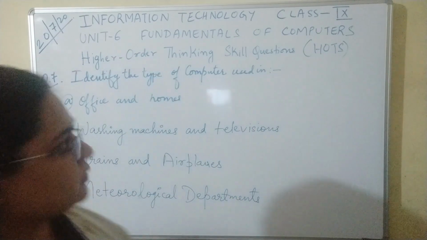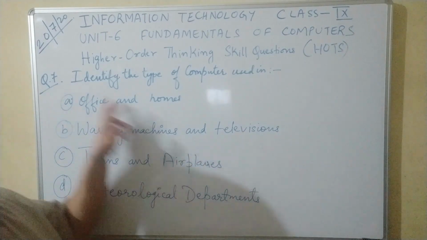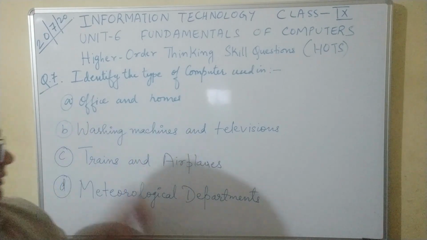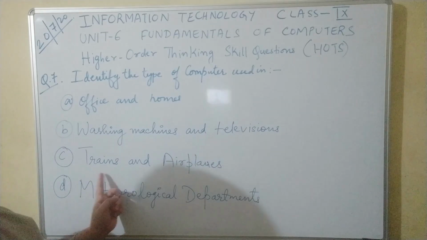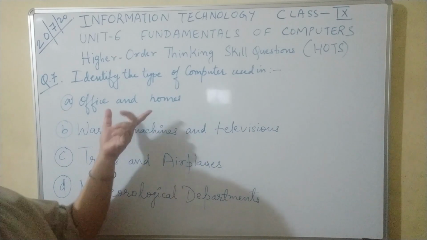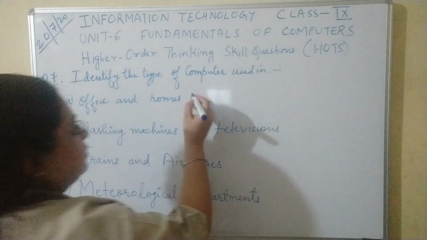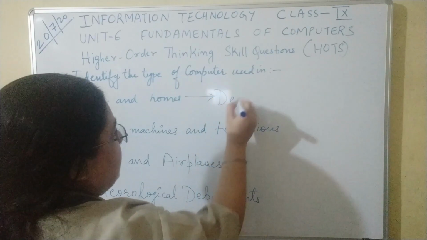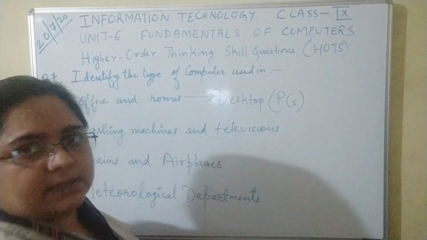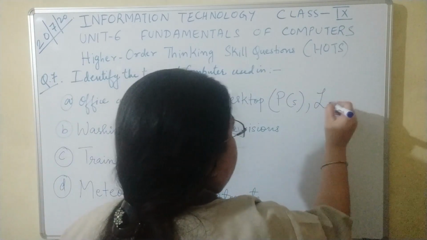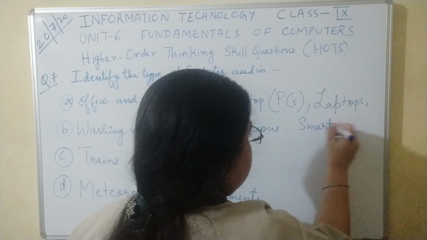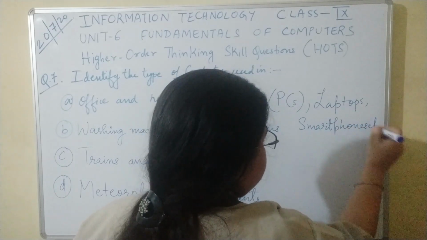Yes, students. So the next question is question number 7, as you can see here. Identify the type of computer used in offices and homes, washing machines and televisions, trains and airplanes, meteorological departments. Okay. So in offices and homes, which type of computers do we use? We make use of desktop computers, which are basically known as PCs or personal computers. We make use of laptops. We make use of smartphones, because smartphones are also a type of computer, etc.